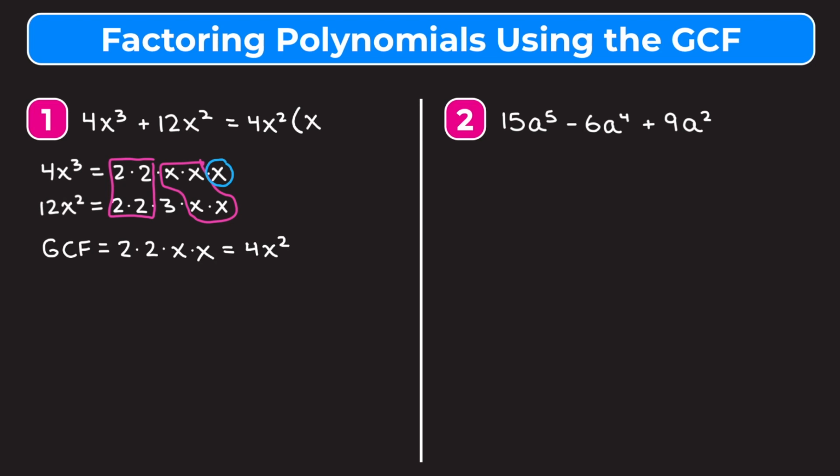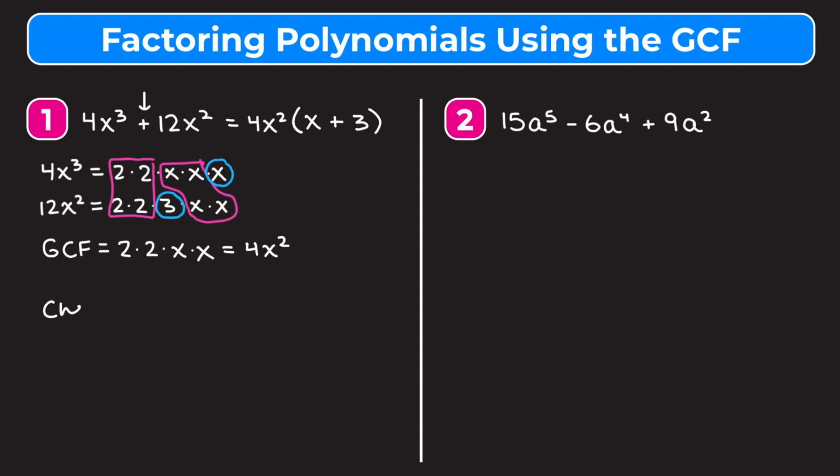And then we're going to do a similar thing for the 12x squared. We didn't circle this 3, so we're still going to be left with this 3. And it's a positive 3 because this is a plus here. So it'll be x plus 3. So when we factor our expression, we get 4x squared times the quantity of x plus 3.